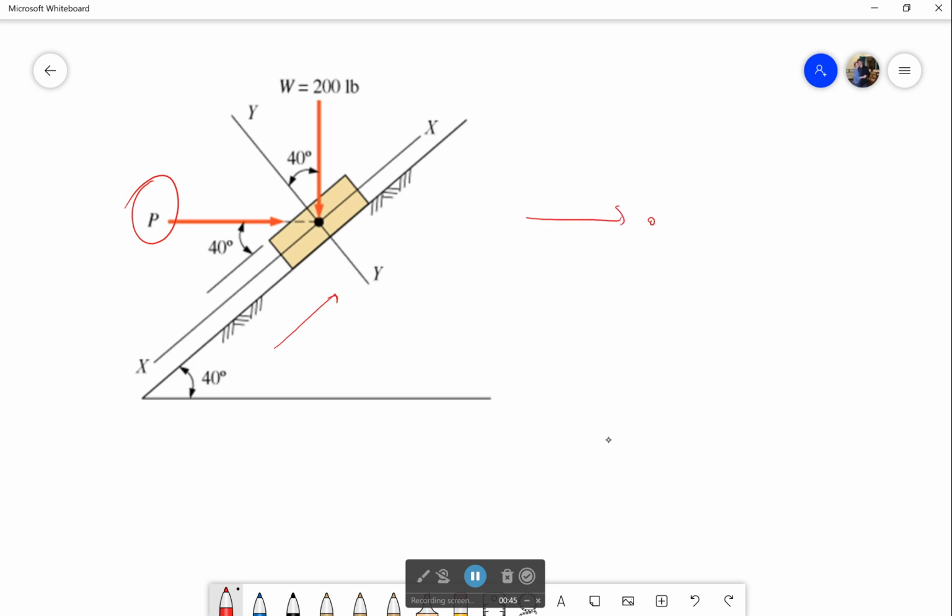We get our load P, our weight, which is 200 pounds, our normal force right here, and then we're going to have the frictional force, which is going to be resisting that motion, which is going to be equal to our static friction coefficient times the normal force. And I'll say that the static friction coefficient is going to be 0.25.